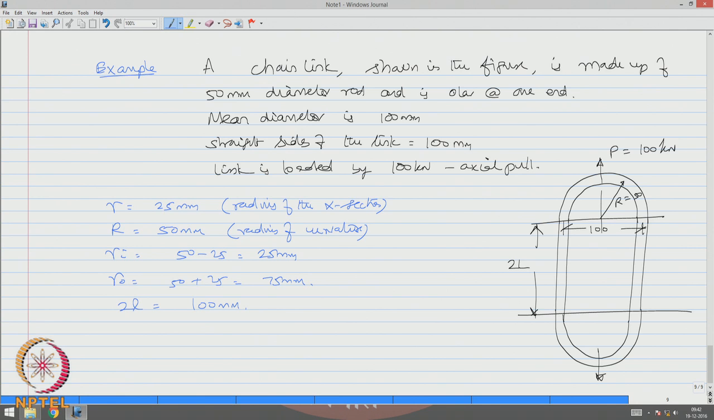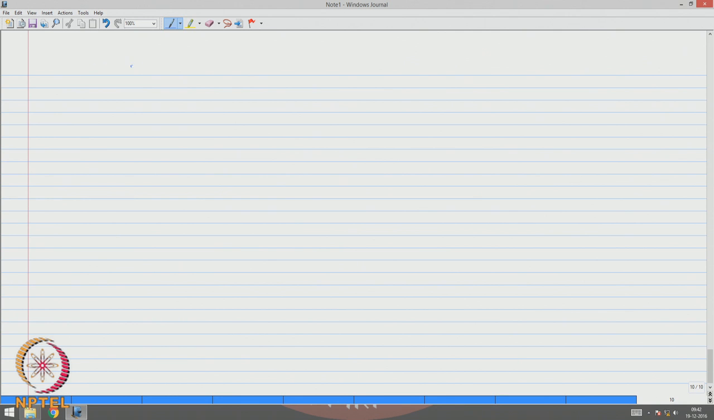Now for the curved part we need to find the e value. So, to determine e, that is the shift of neutral axis from the centroidal axis for the curved part.